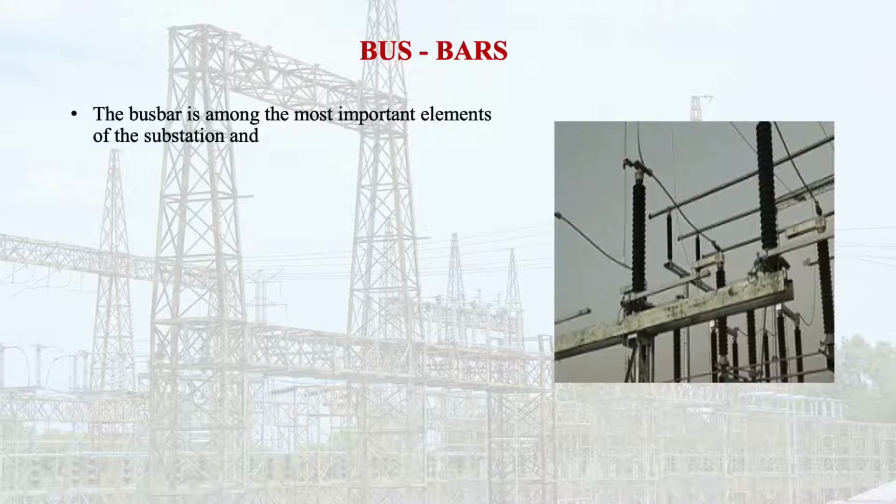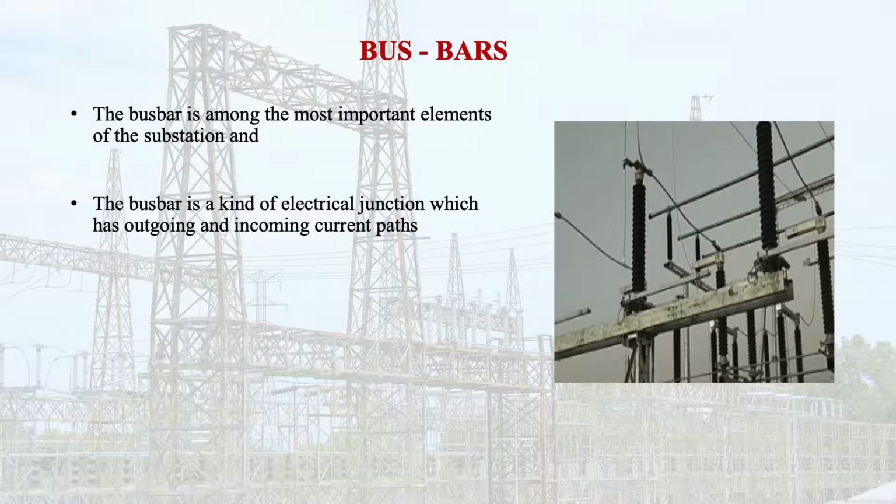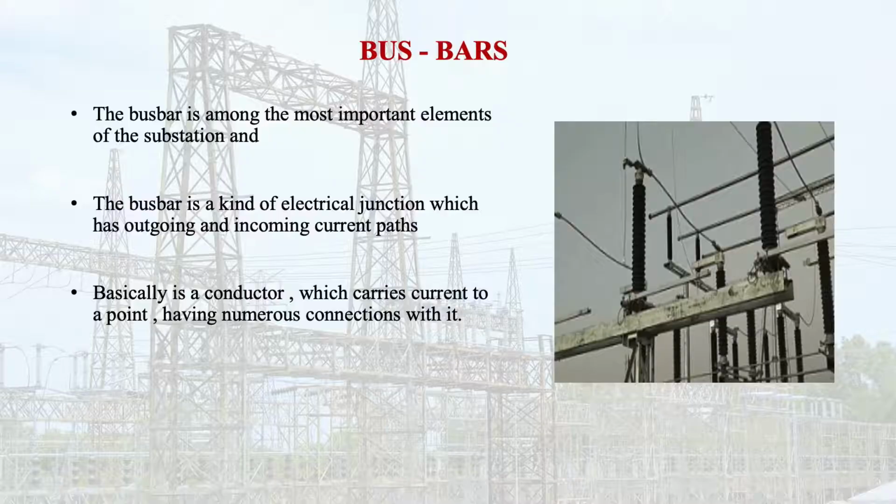Then one equipment is the bus bar. This is a very common name used in substations. What is a bus bar? The bus bar is among the most important elements of the substation, and it is a kind of electrical junction which has outgoing and incoming current paths. From the bus bar you can see here a number of incoming paths and a number of outgoing current paths. That means it has to handle a lot of current. Basically it is a conductor which carries current to a point, having numerous connections to it.